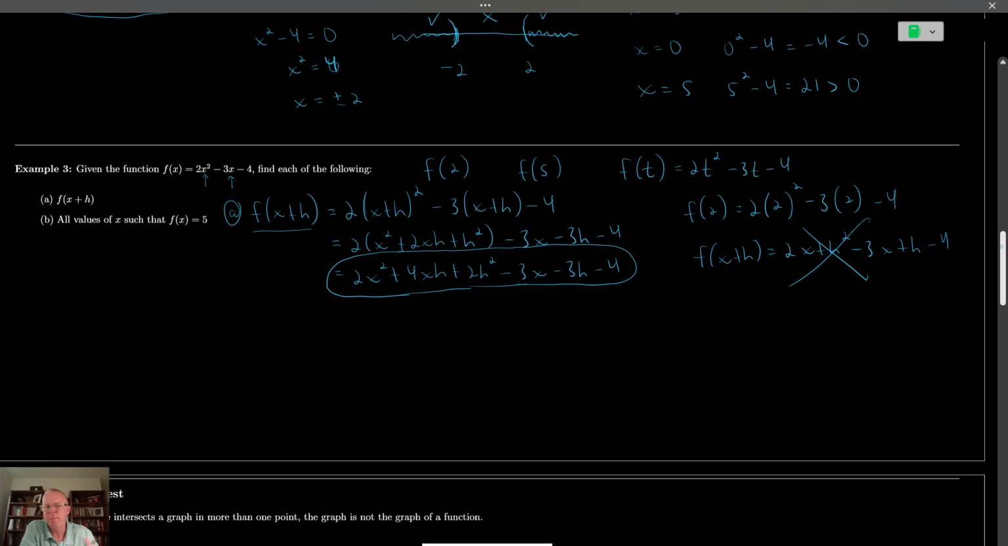So practice that enough that you can do this pretty reflexively. You don't want to have to think about this too much because there are a lot of places to make algebra mistakes, and you don't want to start off wrong originally.